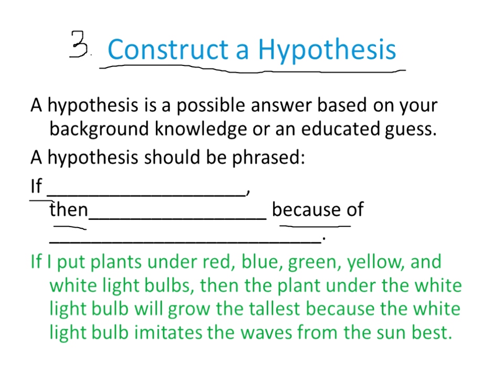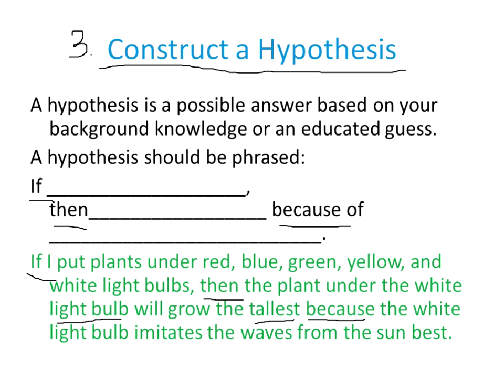So this person came up with, if I put plants under red, blue, green, yellow, and white light bulbs, then the plant under the white light bulb will grow the tallest, because the white light bulb imitates the waves from the sun the best. Okay, that's perfect. That's a good way to write a hypothesis. So try your best. I won't take off points in the first lab, but try your best to put a hypothesis in an if, then, because statement.